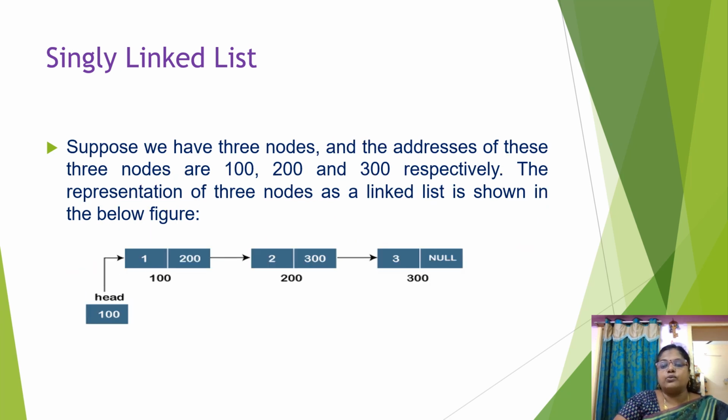Suppose we have three nodes and the addresses of these three nodes are 100, 200 and 300 respectively. In this singly linked list, the first node contains the address 200 that links to the second node. The second node contains the address 300 that links to the last node. The last node contains the address null because it doesn't point to any node. The initial node that contains the address 100 is known as a head pointer.